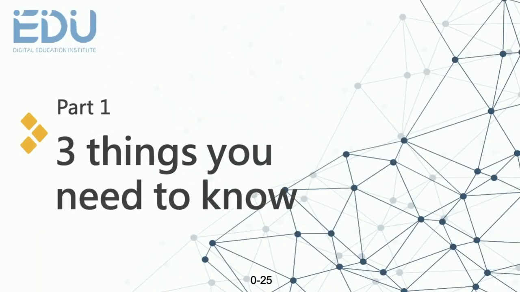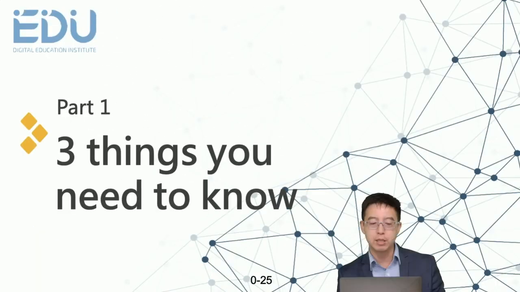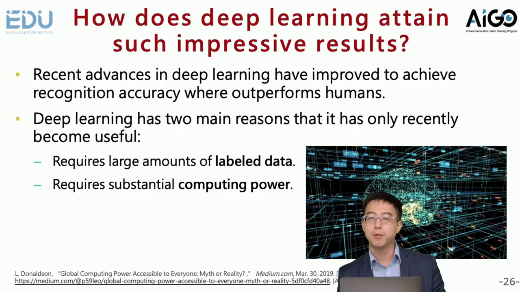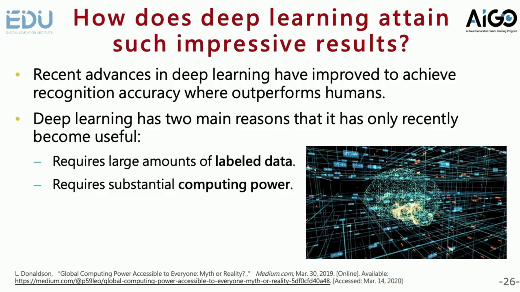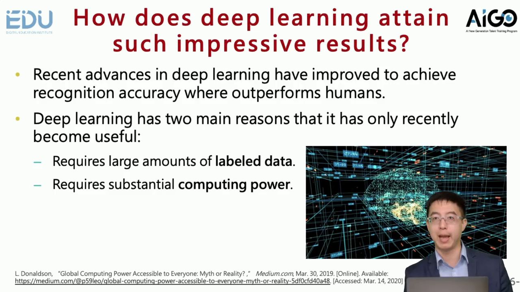From this part one, I think we summarize 3 things you need to know about deep learning. The first one is, how does deep learning attain such impressive results? Because we know that in recent years, artificial intelligence, for example in image classification, voice recognition, or autopilots, has given us lots of successful experiments that we did not have in the past. Recent advances in deep learning have achieved recognition accuracy that outperforms humans.